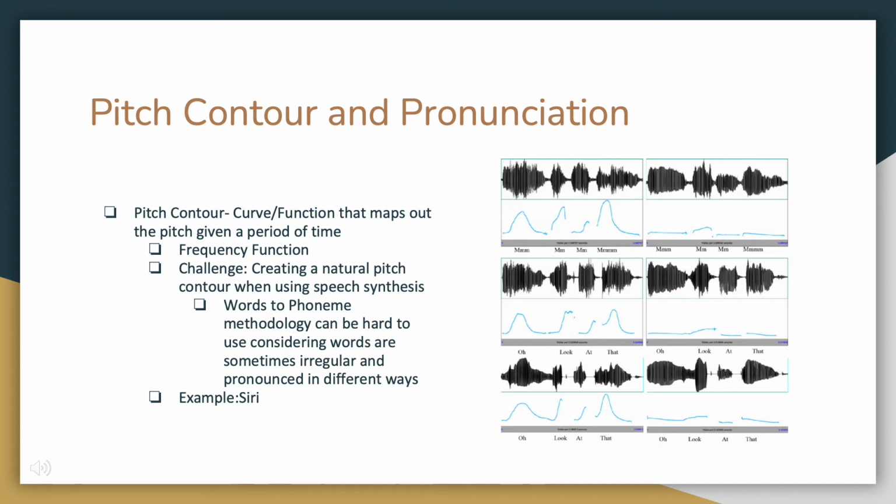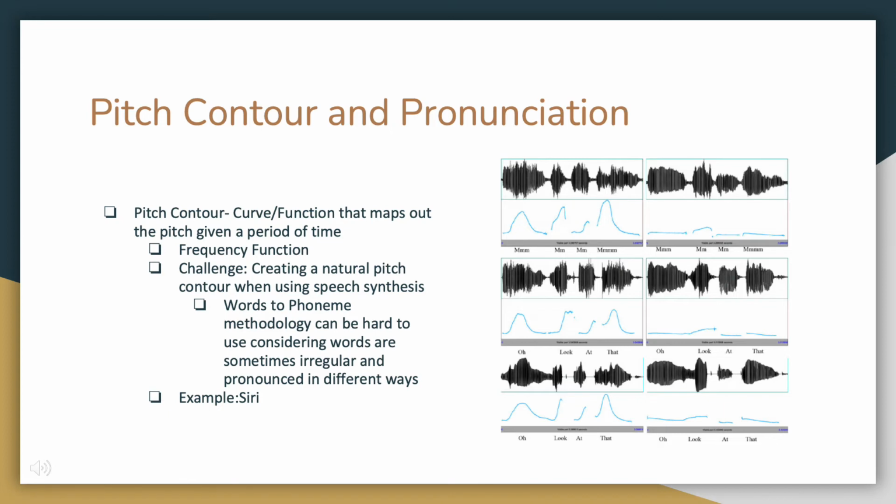This can be seen in the image right there, where one side of the image seems to show a different curve than the other. Although the same sentences are being said, they have different curves because one is being said in a happy or upbeat tone versus the other in a more depressing or sad tone. You can see there's clearly a difference in the pitch contour. So the challenge here for speech synthesis is to create that natural pitch contour when technology is being used.